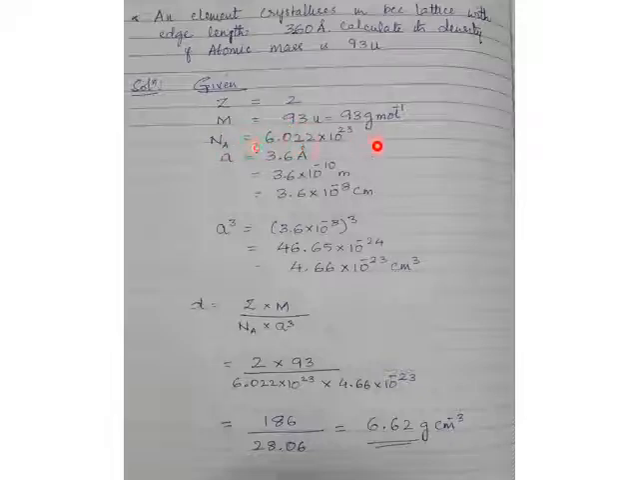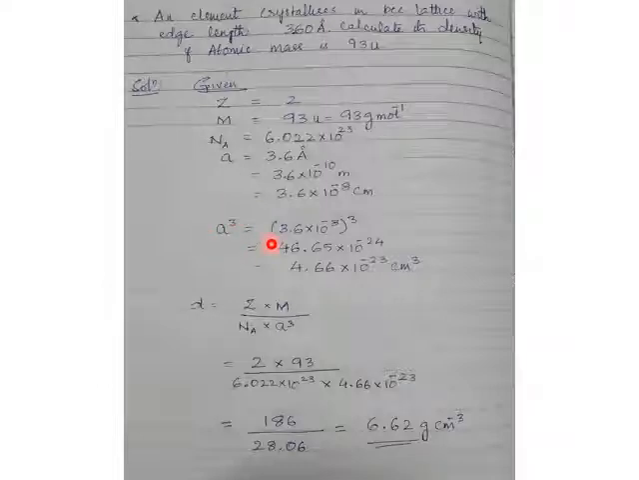Na value is constant, 6.022 into 10 raised to 23. A is given, 3.6 angstrom. Angstrom is nothing but 10 raised to minus 10 meter. Convert into centimeter. For conversion, add a plus 2 here. So meter will be converted into centimeter. It will become 10 raised to minus 8 centimeter.